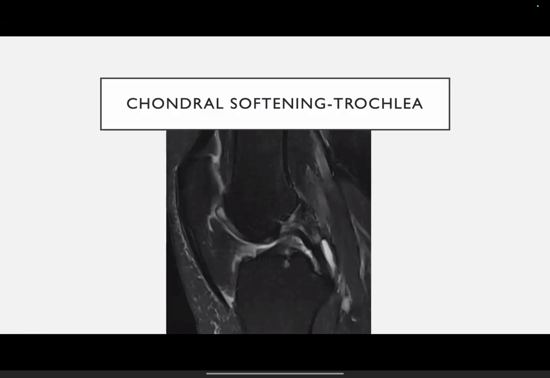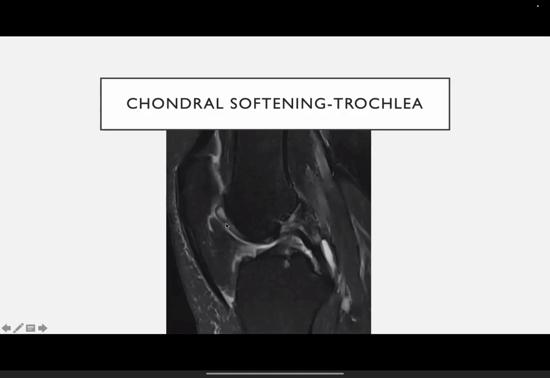So certain times we see that the cartilage, there is no delamination, there is no loss, there is no chondral defect, but we see that the cartilage is appearing brighter than the normal cartilage. And at times it appears brighter as well as swollen. So in such cases, what we call is chondromalacia or chondral softening.